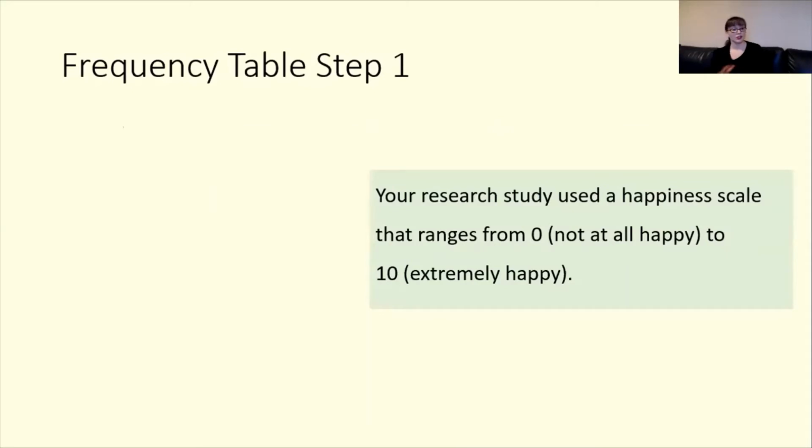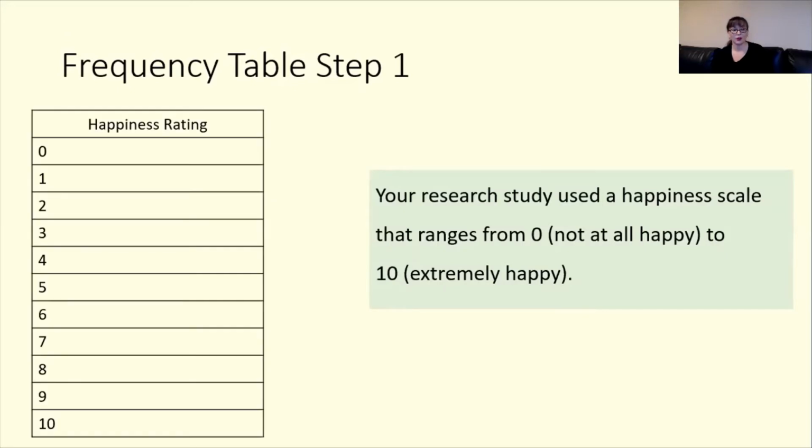We're actually going to use a different data set than I had on the last slide, so I'll skip past that. But for step 1, in this example, our research study used a happiness scale that ranged from 0, meaning our participant was not at all happy, to 10, meaning our participant was extremely happy. For step 1, we're going to list each possible value from lowest to highest. So we're going to have our values here from 0 to 10. Again, we're not even looking at our scores yet. We're just listing every possible value, whether or not it was used, whether or not a participant actually ever gave the rating. Doesn't matter, listing every possible value here.